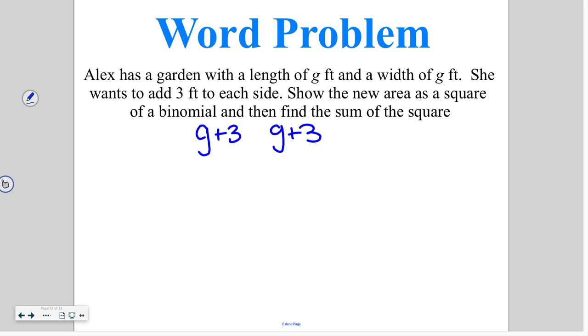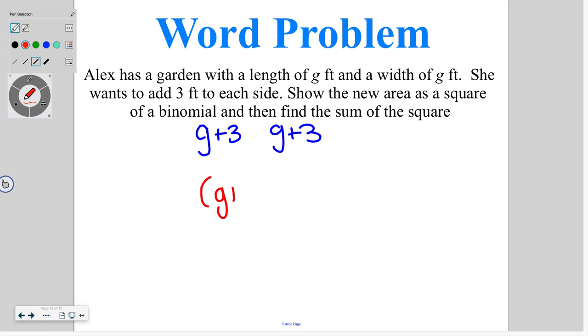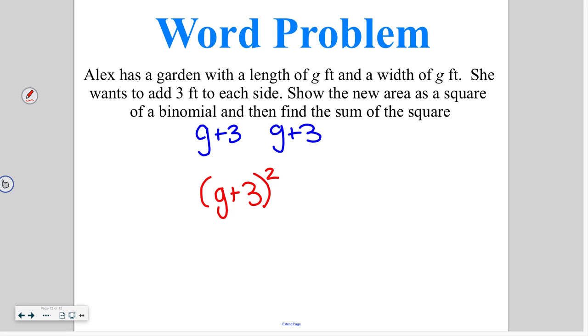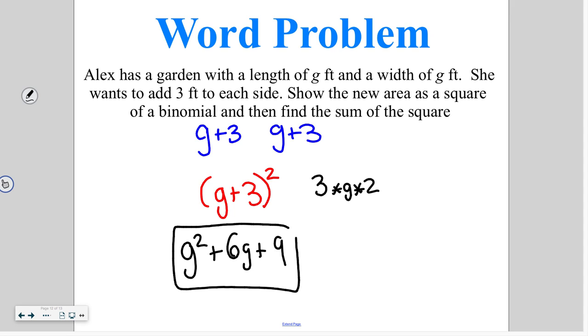So when it asks us to write this as a square of a binomial, our binomial is g plus 3, and that is what we are squaring. So now we can use our shortcut, and we end up with g squared plus, off to the side, I've got 3 times g times 2, which is going to give me plus 6g. And then I've got 3 squared, which is 9. So I end up with a final answer of g squared plus 6g plus 9.